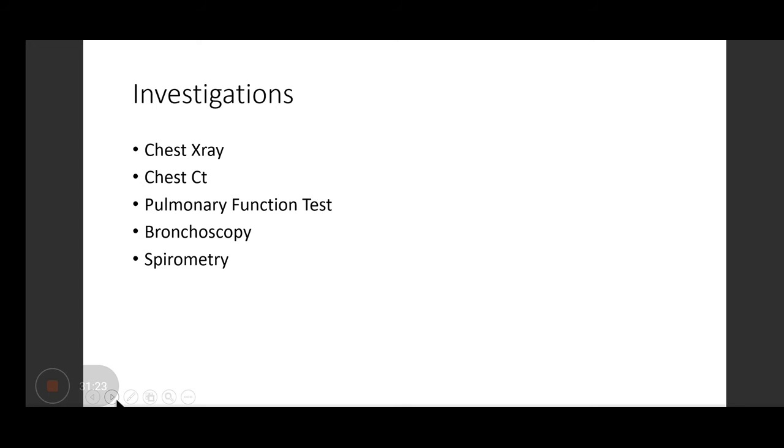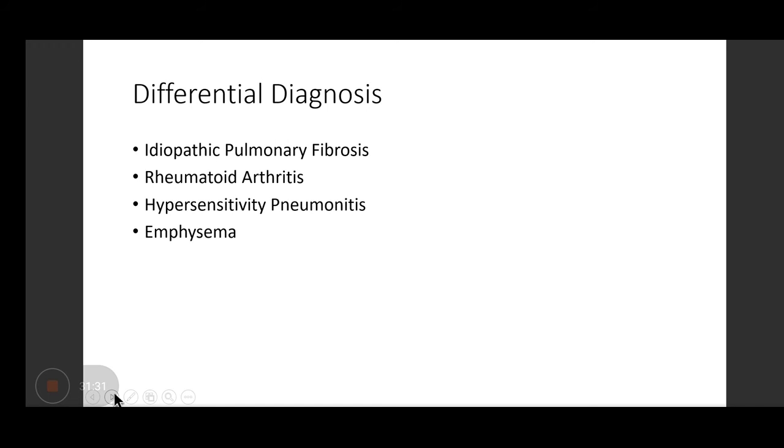Same thing. For investigation, you will do chest X-ray, chest CT, pulmonary function test, bronchoscopy, spirometry. So differentials for that are idiopathic pulmonary fibrosis, rheumatoid arthritis, hypersensitivity pneumonitis, and emphysema.